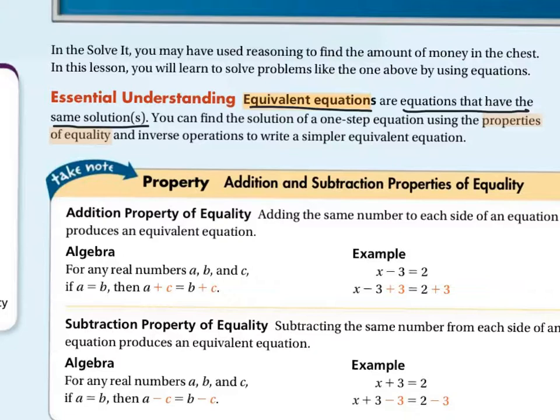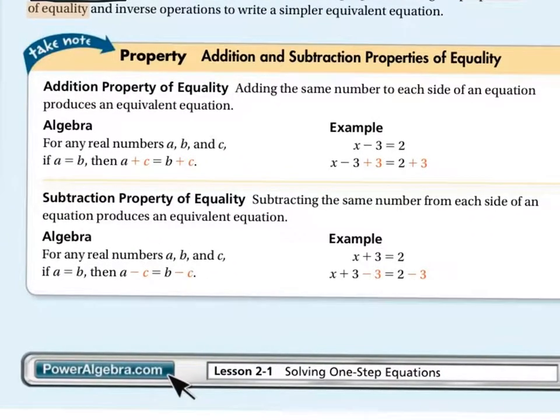If you look at the take note box, it talks about addition and subtraction properties of equality. Basically, the addition property says if you have an equation and you add the same number to both sides of the equation, you're going to get an equivalent equation. Kind of like a balance. If you have a two-pan balance, if it's balanced, and then you add the same amount on both sides, then it's still going to be balanced.